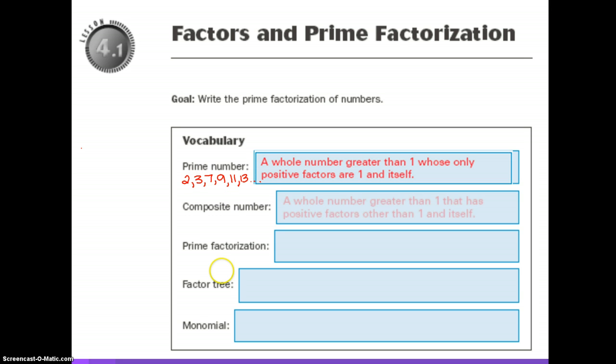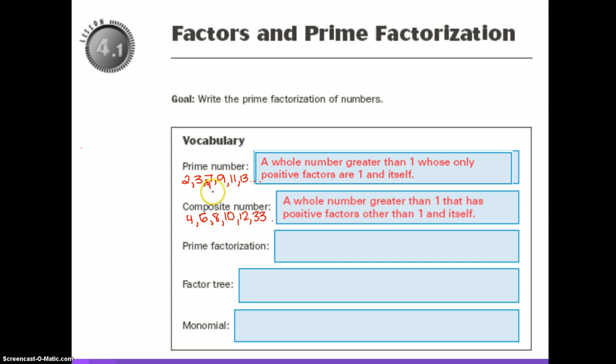A composite number is a whole number greater than 1 that has positive factors other than 1 and itself. This could be like 4, 6, 8, 10, 12, and it's not just even numbers. It could also be like 33, okay, and so on. And again, I did miss 5 up here, but it's not like you have to go in order.